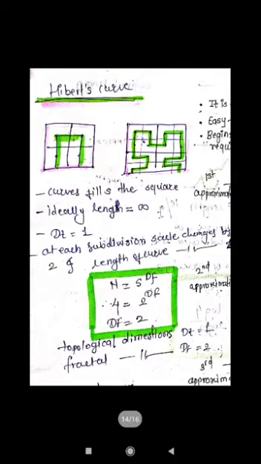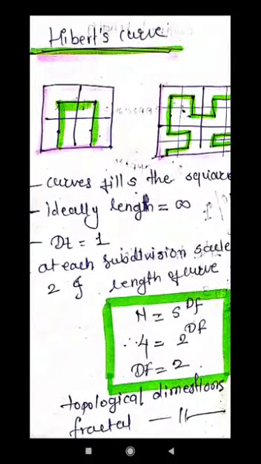This square is divided into 4 different quadrants. So initially we have a square, and we divide that square into 4 quadrants. The generation of the curve requires successive approximation. What is the first step? In the first approximation, we divide the square into 4 quadrants, and then we find the center of each quadrant.